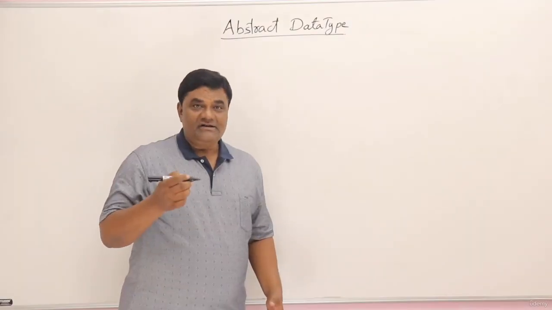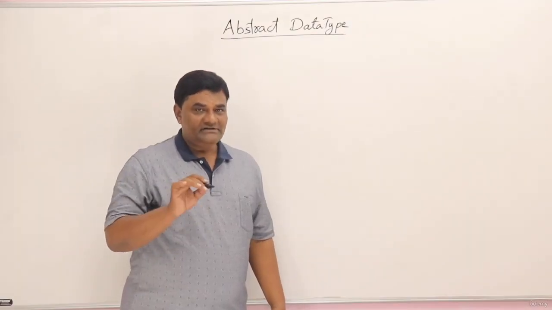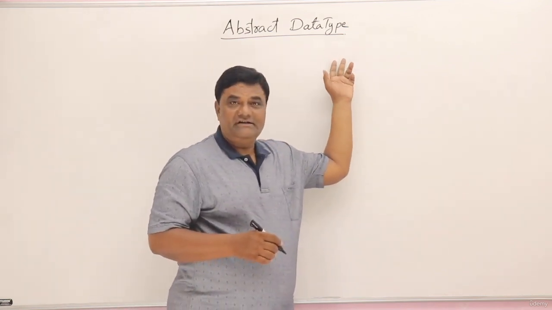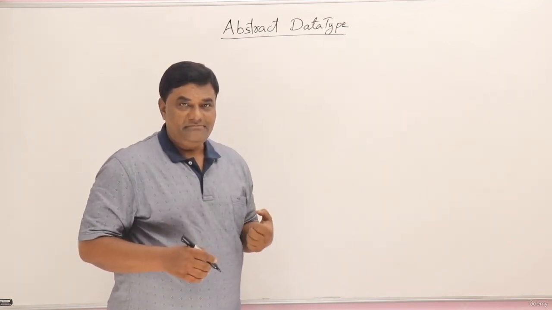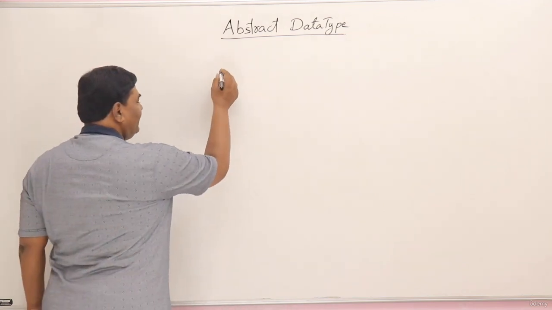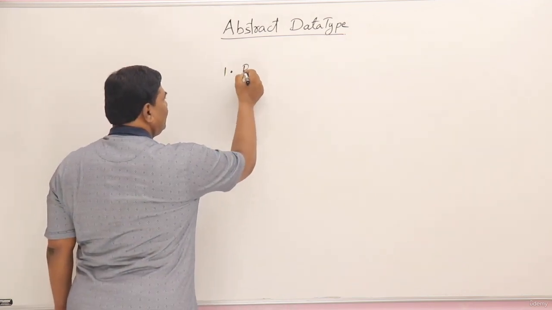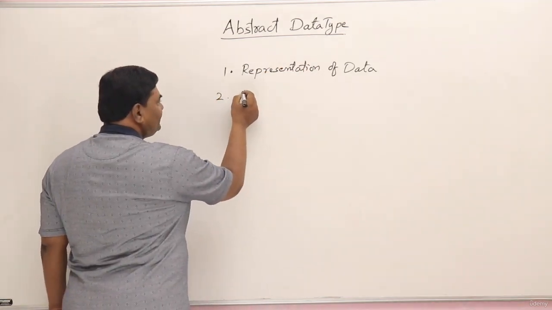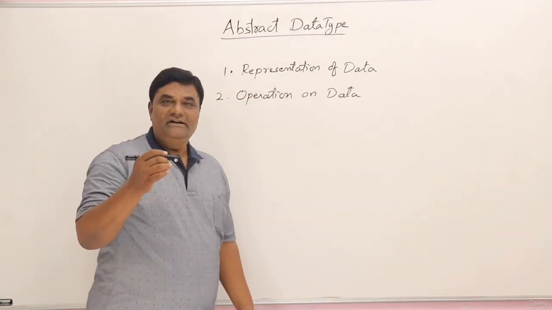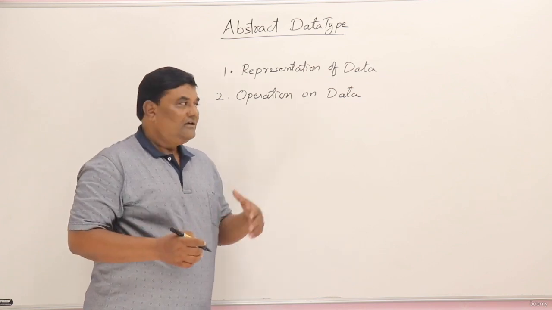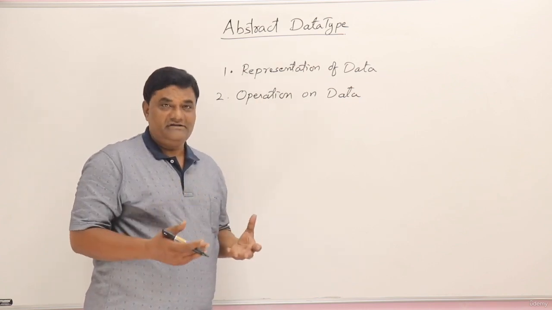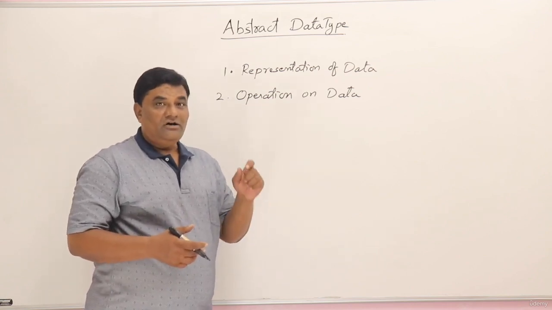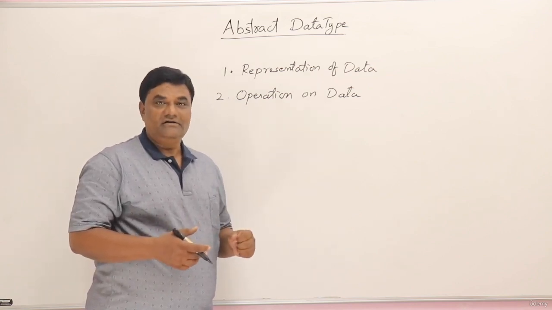ADT means abstract data type. So in this, leave the term abstract for now. First, we will learn about data type. What does it mean by data type? A data type is defined as representation of data, and second, operations on data. So a data type is defined in two terms. First is how the data is represented, meaning how you are storing the data. And second is what are the operations that you allow on the data.